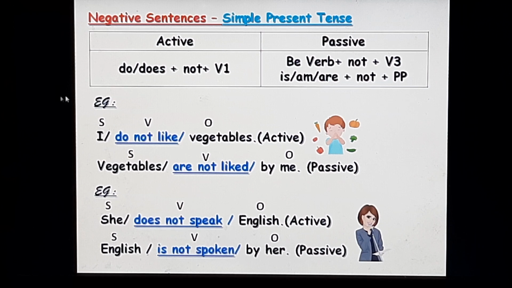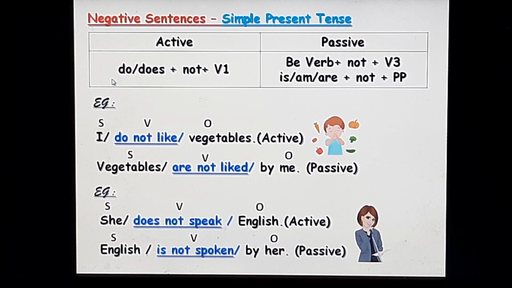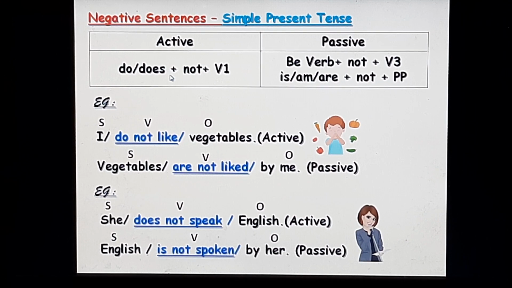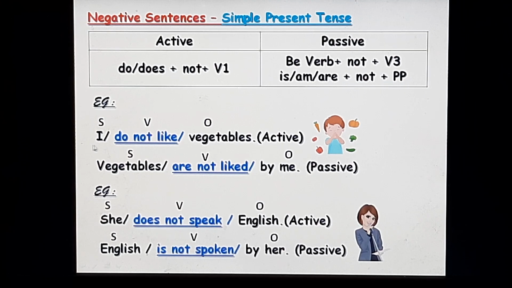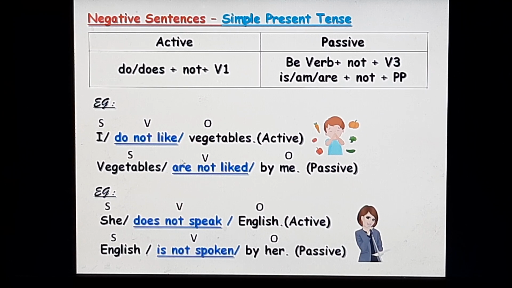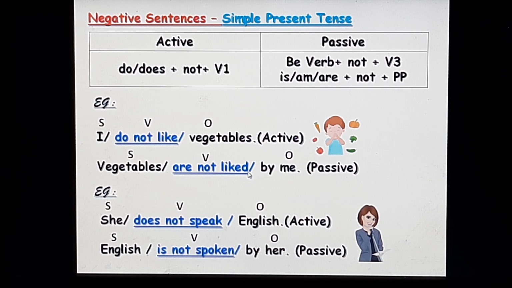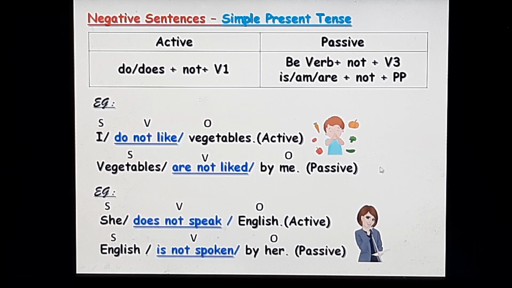Now let's see the usage in the simple present tense. The active voice verb will be do or does plus not plus V1 form. In the passive, do or does will change into is, am, are plus not plus the past participle form of the verb. Let's see the examples. I do not like vegetables. In the passive, vegetables, it is plural. So we use are auxiliary. Are plus not plus past participle of like is liked by I will change into me. So vegetables are not liked by me is your passive.